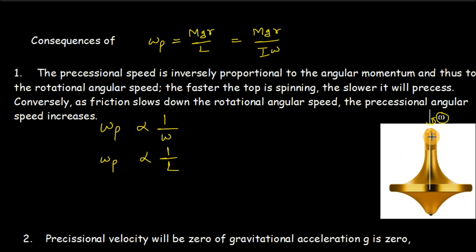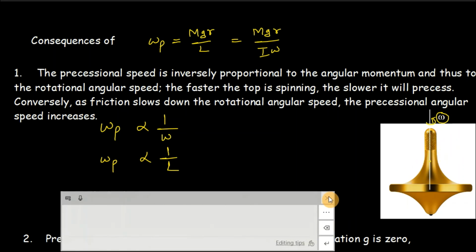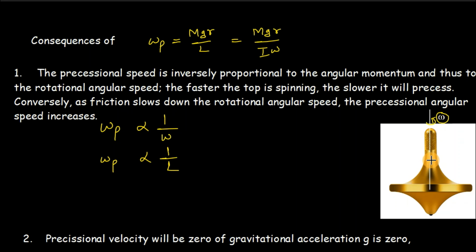But as soon as this spinning top deviates from its central axis and starts motion in a conical form, it means its angular velocity ω will decrease. When angular velocity ω decreases, then precessional velocity ω_p will increase.